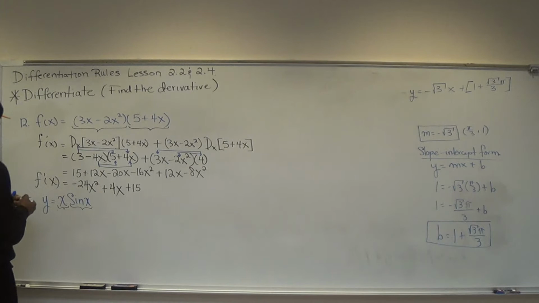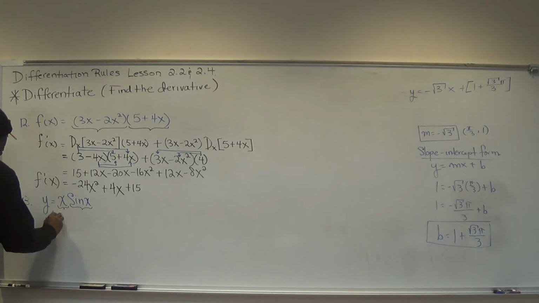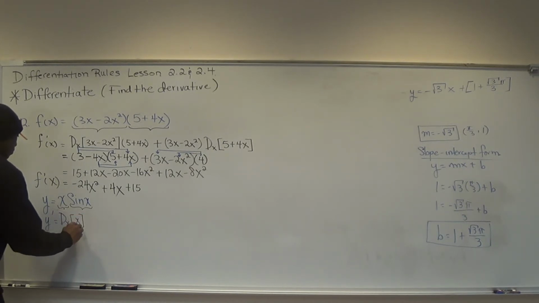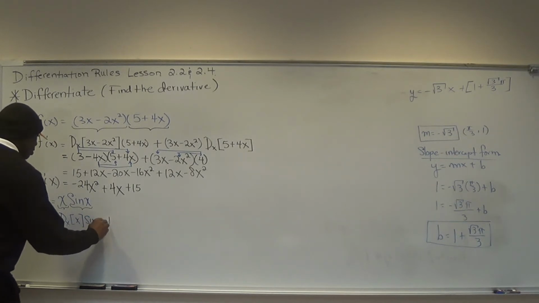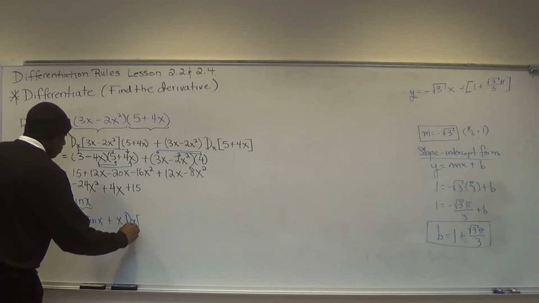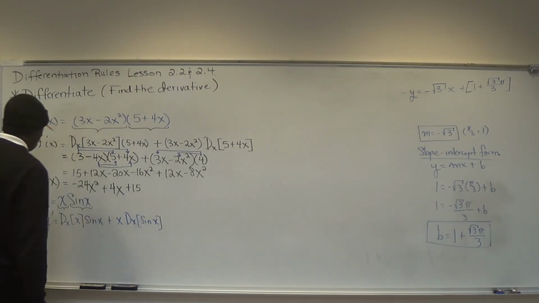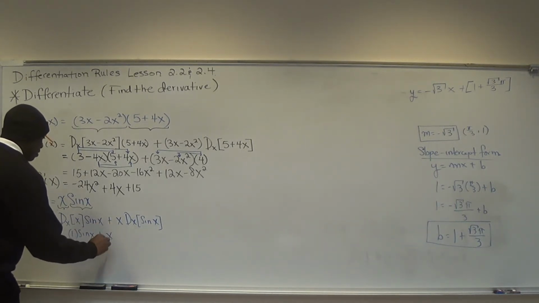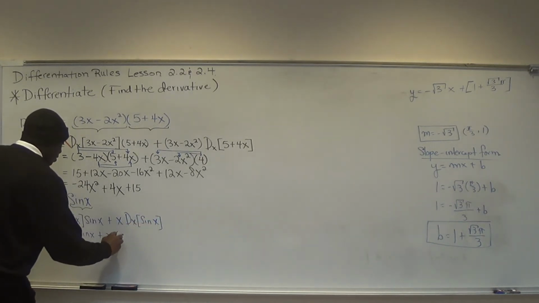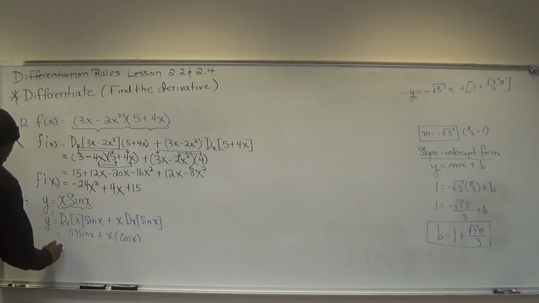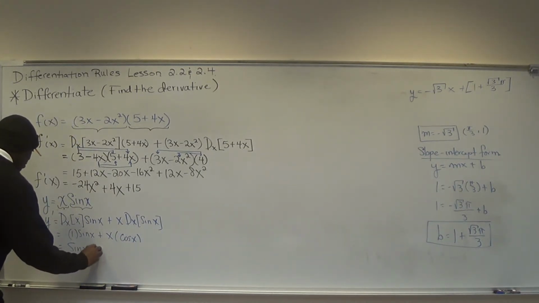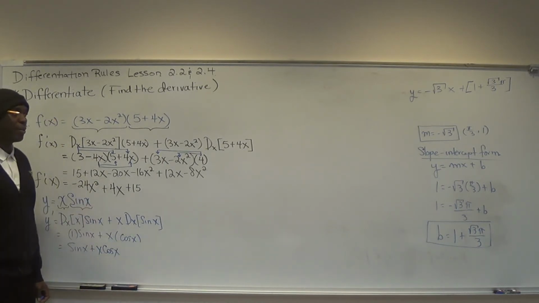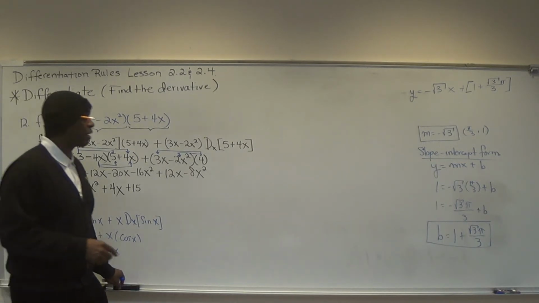All right? And so y prime, the derivative, is going to equal the derivative of x times sine x plus x times the derivative of sine x, which equals 1 times sine x plus x, and the derivative of sine x is cosine x. Final answer, sine x plus x cosine x. And there you go. That's our final answer for that.